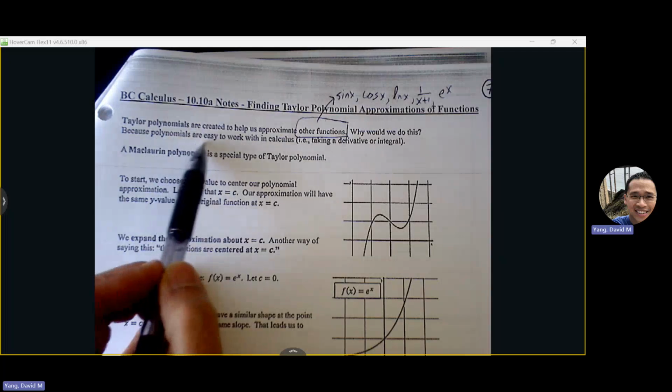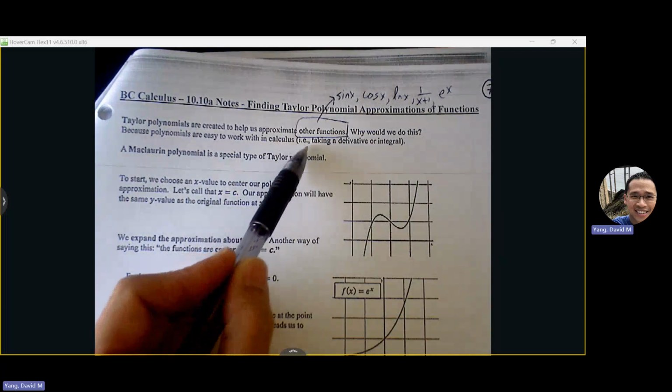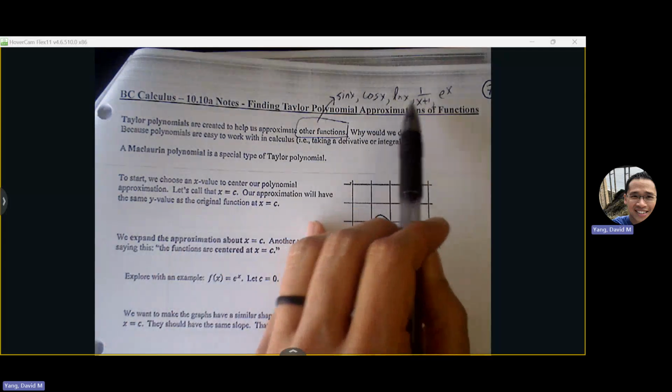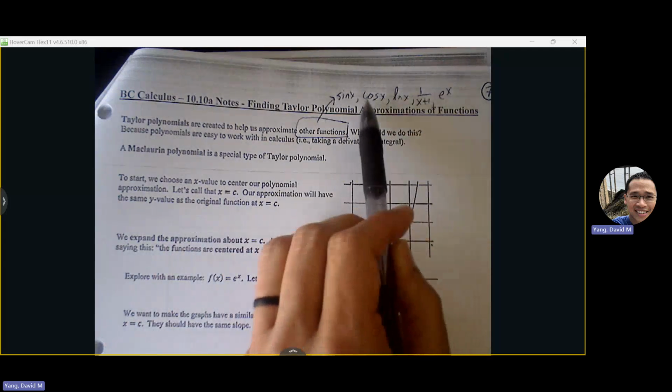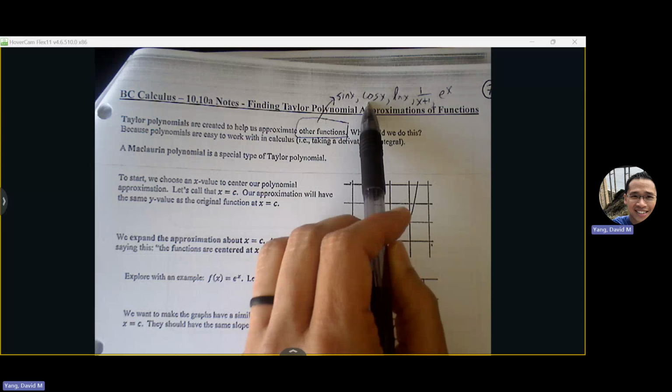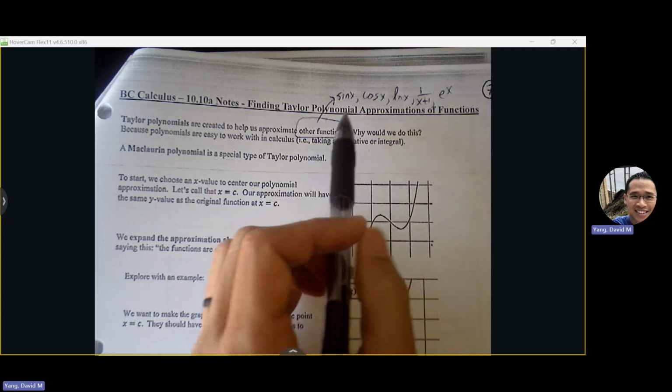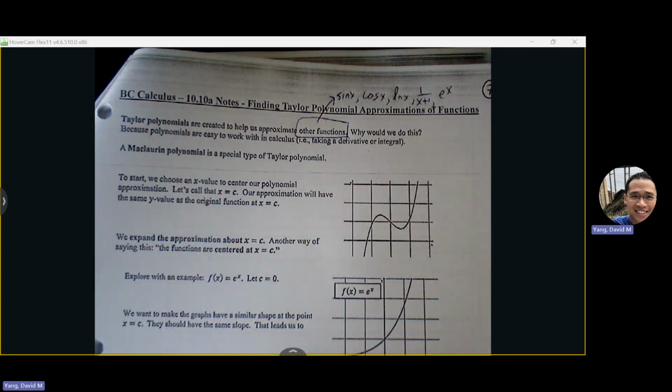Well, because polynomials are easy to work with in calculus. It's easy to find a derivative. It's easy to find an integral. It's predictable. Meanwhile, natural log and these other functions tend to not be as clean in terms of the derivative and integral, especially if you're trying to find the 5th, 6th, 7th derivative. Polynomials are a lot easier to manage and to work with.